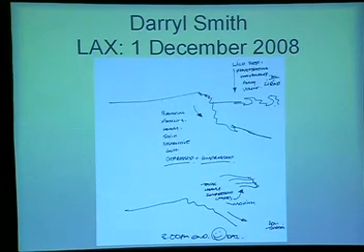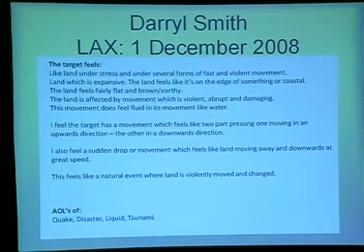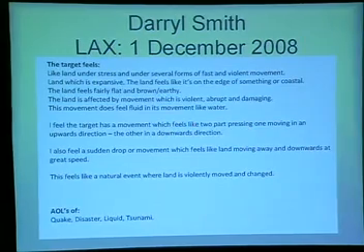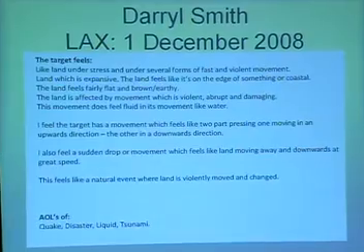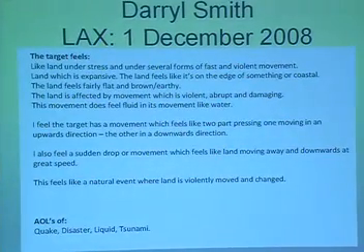Other stuff. Compressed, bracing, faulting, slipping, destructive. He didn't miss a single one of the other sessions. They were really good, and you should look at them today. He said in his summary, land under stress, under several forms of fast and violent movement, land which is expansive, the land feels like it's on the edge of something, or coastal. The land feels fairly flat and brown, earthy. The land is affected by movement which is violent, abrupt, and damaging. This movement does not feel fluid in its movement like water. And it goes on. He talks also about a downward direction.